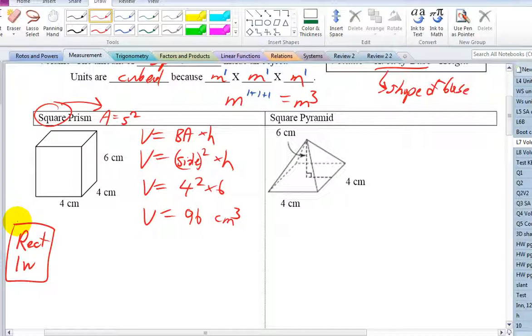Now, if I move this square prism onto its side and tipped it over, I'd still say that it's a square base. It wouldn't necessarily be wrong.